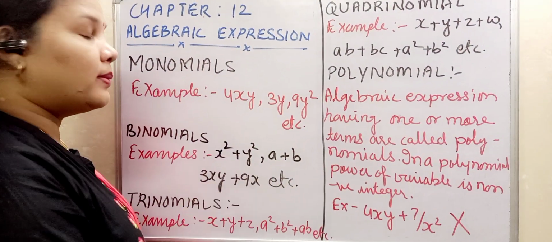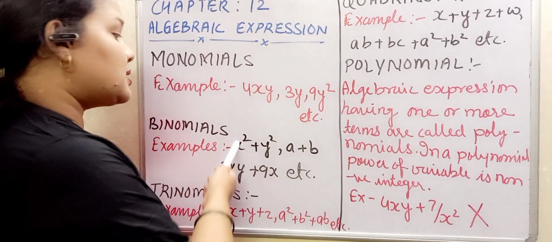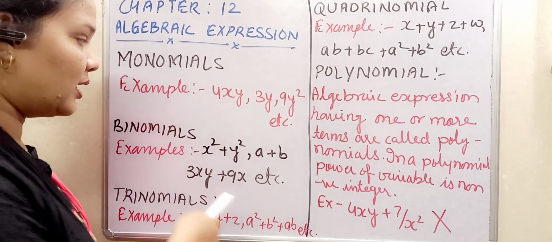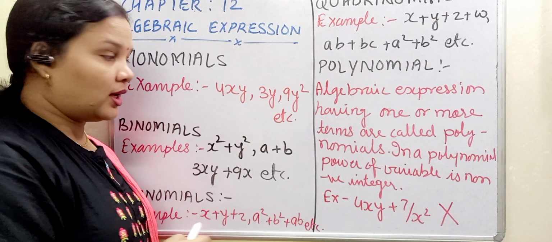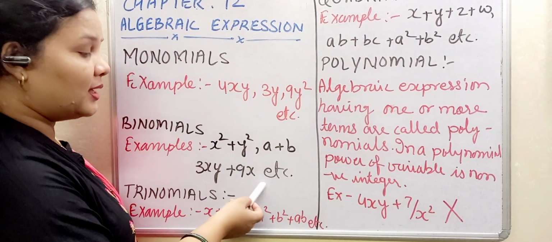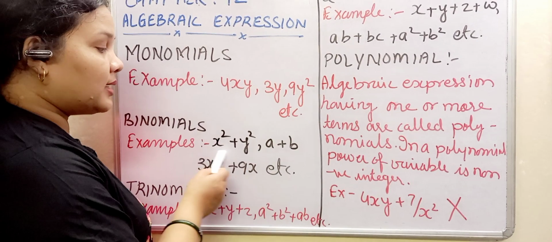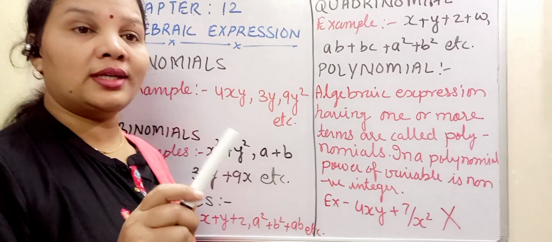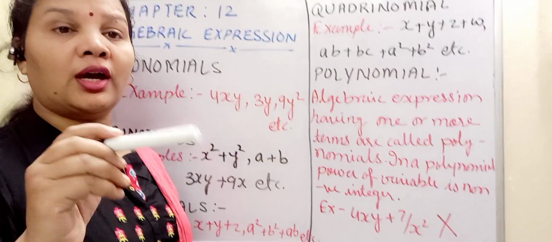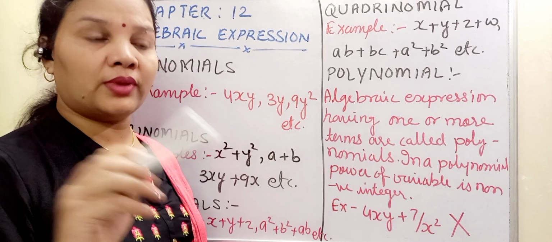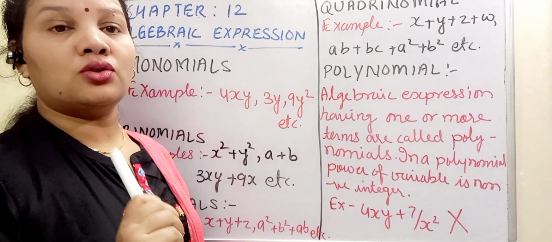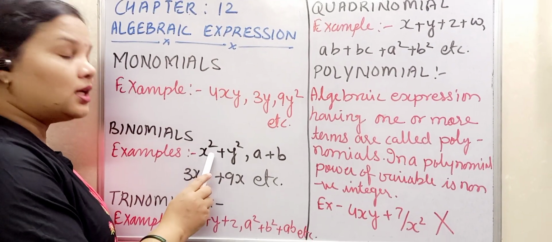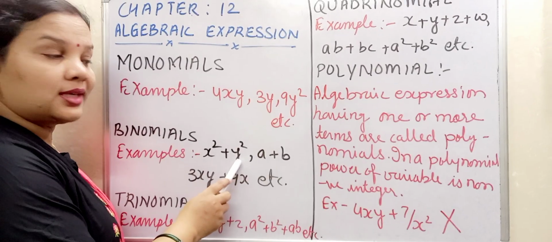Now what are binomials? Binomials, as the name suggests, have two terms. Any algebraic expression which contains two terms is known as a binomial. Look at the examples: x square plus y square, a plus b, 3xy plus 9x. You can see that each expression has two terms. I told you earlier that plus and minus signs are the only signs which separate an expression into terms. Here we have a plus sign in between, and there are two terms, so it is a binomial.